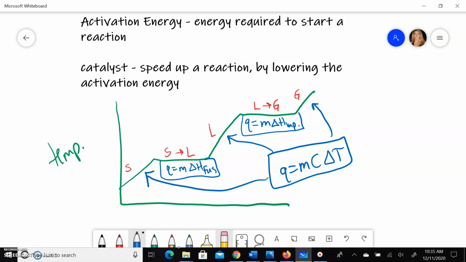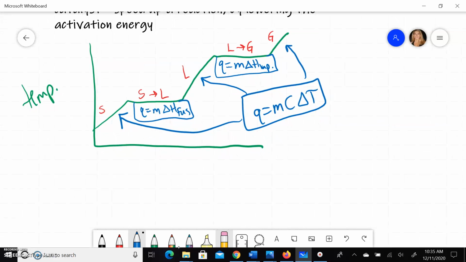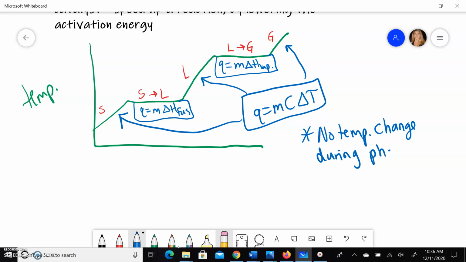Both of those H's are given to you in the reference packet as well, so you just have to know where to look to look them up. Make a note, it's really important that you can explain that there is no temperature change during a phase change.